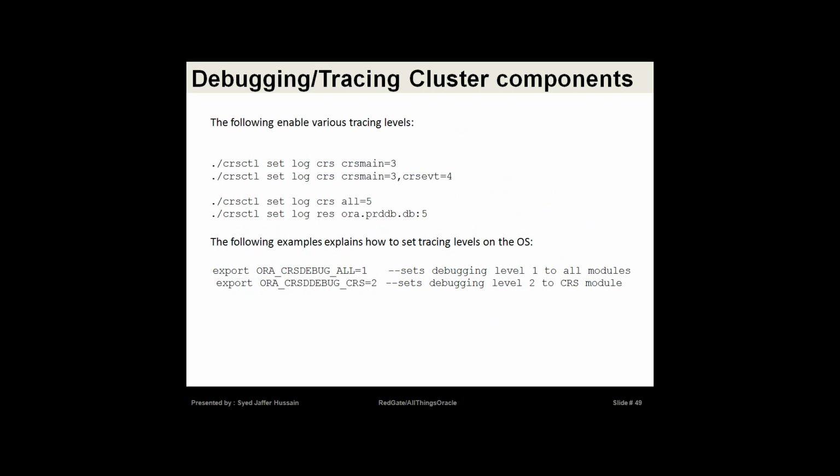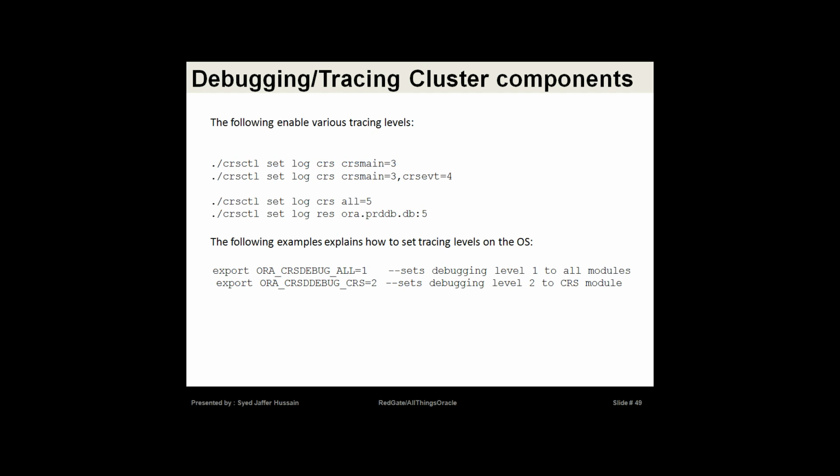So here is the example. As I told you, if you want to increase the default tracing level, you can use this command as the root user: crsctl set log crs. CRS is the main service, and CRSMAIN is the module underneath CRS. You can also set two modules under a particular service. The second example demonstrates this: you are setting the value of the CRSMAIN module and the CRSEVT event module from 3 to 4. So you are changing it.